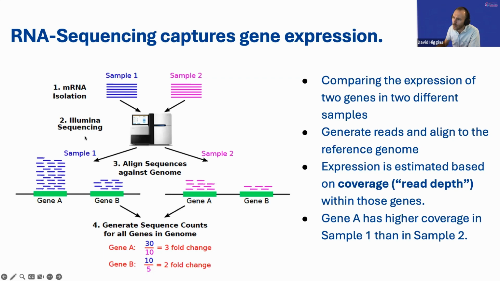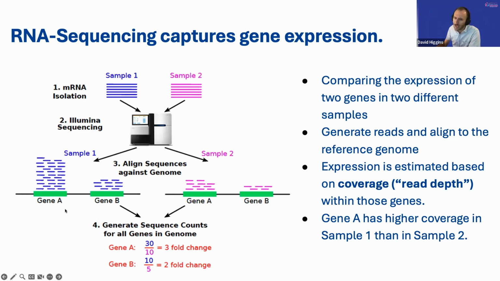So we'll see that with sample 1, here are the reads corresponding to gene A, and here are the reads corresponding to gene B. Likewise, sample 2 has gene A and gene B. We can estimate expression based on the amount of coverage, or what's called read depth, within those particular genes. If you compare sample 1 to sample 2, you see that gene A has higher amounts of expression than gene B. It has more reads than gene B.